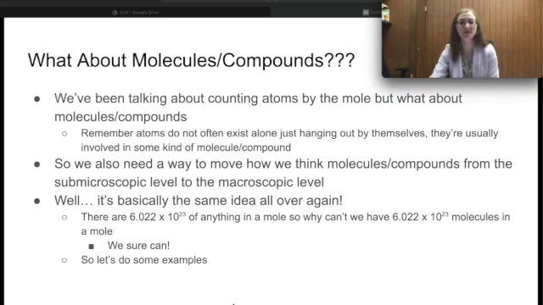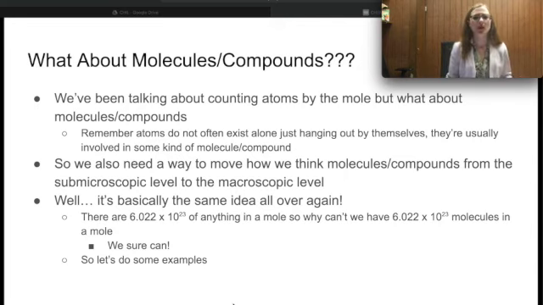Okay, so far we've been very suspiciously only talking about atoms. But since we've been through chapter 5, we'll know a little bit more about all these different kinds of compounds. So, what about those? Well, remember, oftentimes atoms aren't just existing alone, hanging out by themselves in their little solitary land. They're usually involved in some kind of molecule or compound. So we also need a way to think about how to move molecules and compounds from that individual submicroscopic level to that macroscopic level, again, that we deal with like in the lab, for example.